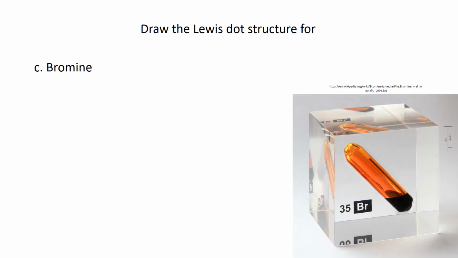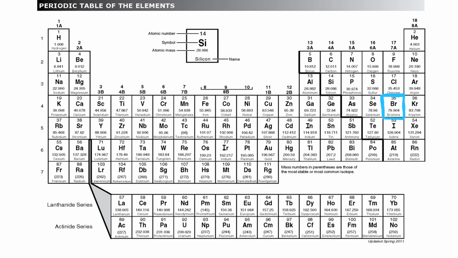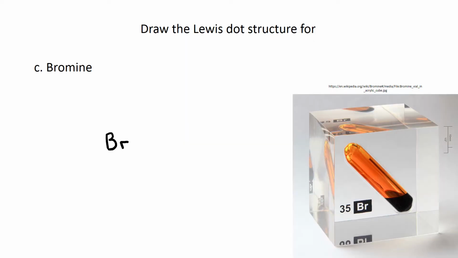For bromine, well, bromine is in column 7A. 7A, that means bromine has 7 electrons around it. So we'll draw that symbol, Br, and then put 1, 2, 3, 4, 5, 6, 7 electrons, and that is the Lewis dot structure for bromine.